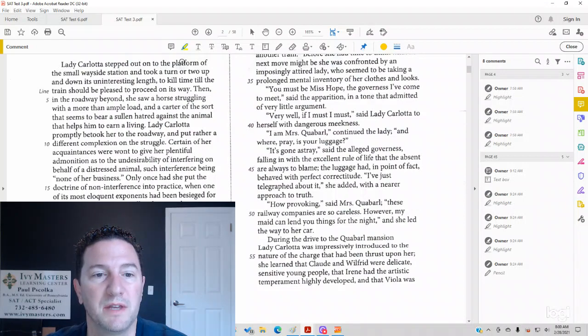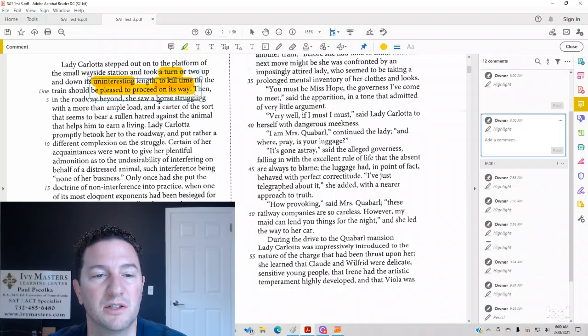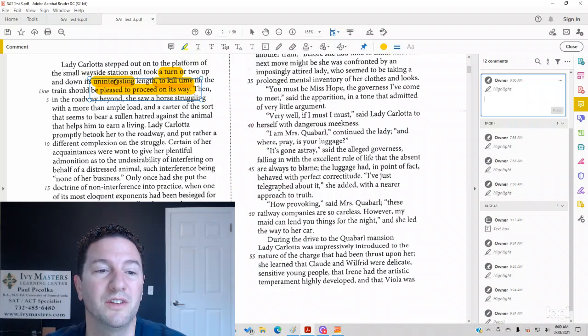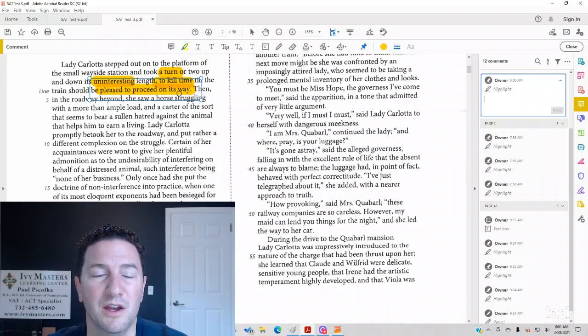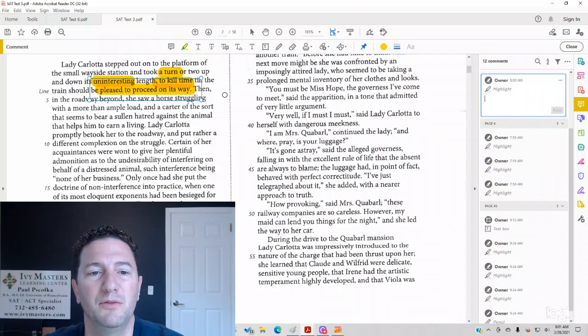Lady Carlotta stepped out into the platform of the small wayside station and took a turn or two up and down its uninteresting length to kill time until the train should be pleased to proceed on its way. First thing we notice here is the tone. She took a turn or two. That's a short walk, but it's informal. She calls the length of the train platform uninteresting. She uses phrases like to kill time and until the train should be pleased to proceed on its way. So we see that there's an informal and maybe a little bit of a playful tone.